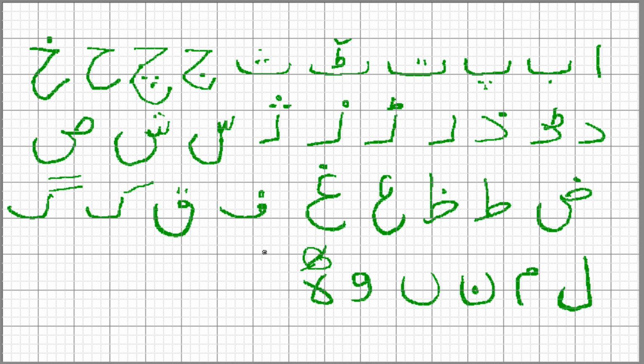Then we have a small character, Hamza, and then we have choti ye. It's written like this, and badi ye is written like this. So this is how we write the Urdu alphabet.